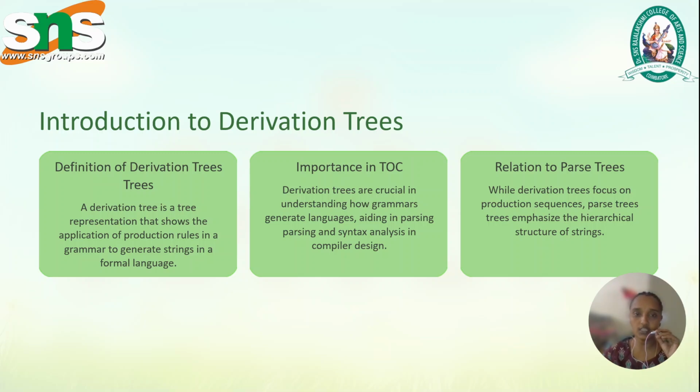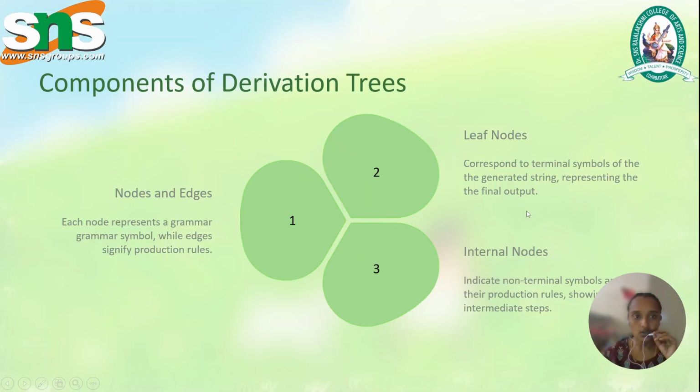Then why are we using derivation trees and what is their importance in TOC? Derivation trees are crucial in understanding how grammars generate languages, aiding in parsing and syntax analysis in compiler design. The next one, relation to parse trees. While a derivation tree focuses on the production sequences, a parse tree emphasizes the hierarchical structure of strings.